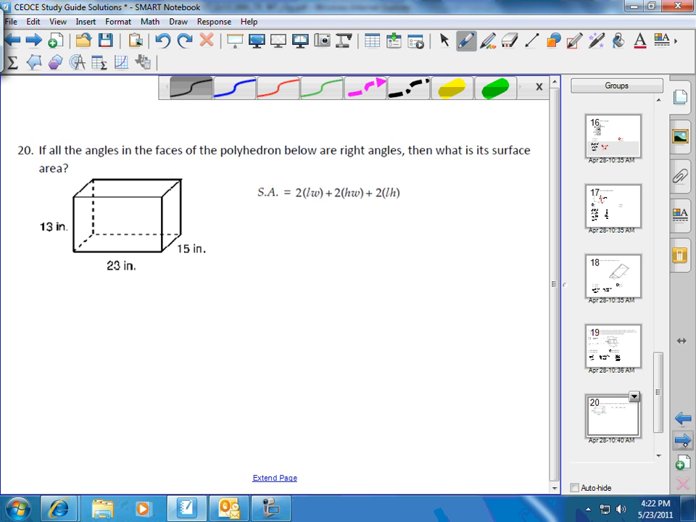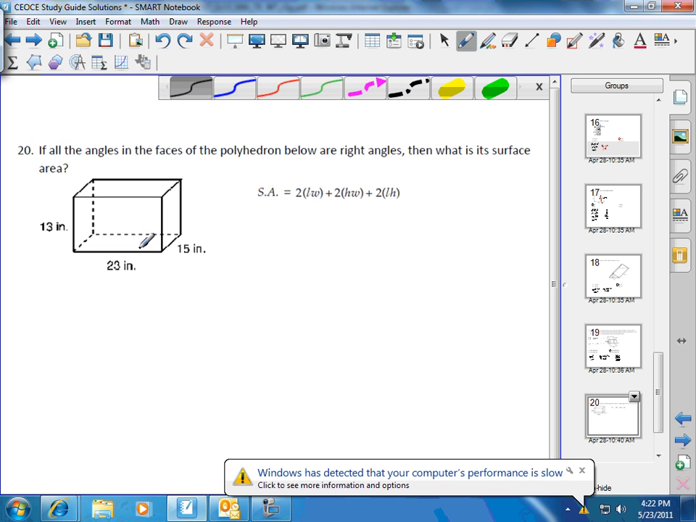Let's go on to number 20, and we'll be finished. Number 20: if all the angles in the faces of the polyhedron below are right angles, then what is its surface area? So it's telling us the polyhedron has right angles, so that means we have a rectangular prism. And we can use the formula for the surface area of a rectangular prism to find the surface area. Remember the simple concept of surface area. It's just the sum of the areas of all the faces of the polyhedron, the prism, whatever type of polyhedron you're talking about.